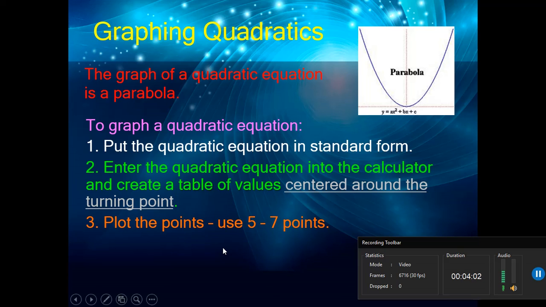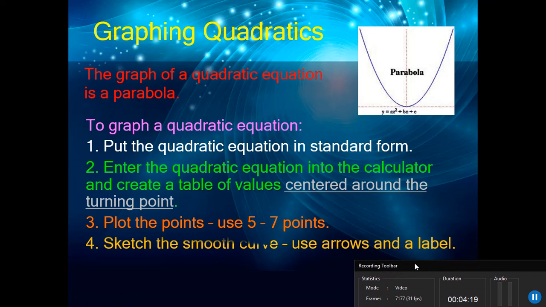We're going to plot the points. We want to use 5 to 7 points. One of those has to be the turning point, and then it's nice to have 2 to 3 points to the left of that turning point and 2 to 3 points to the right to get a nice U shape. When we graph a parabola, it is a smooth curve. We want to make sure that we put arrows on the highest points or the lowest points, and we want to write the equation on the graph as a label.